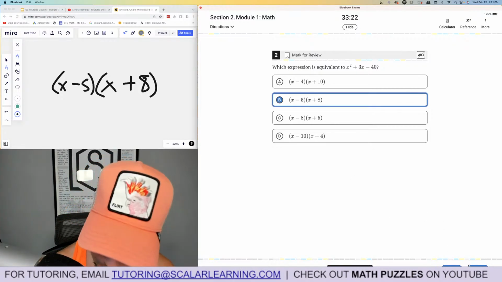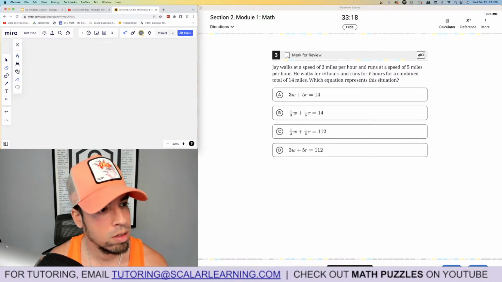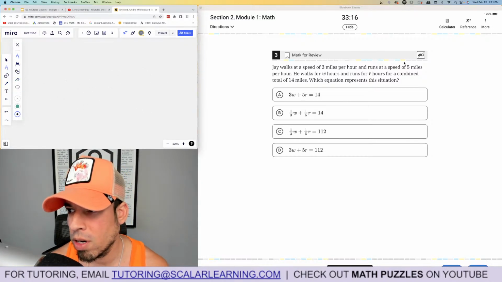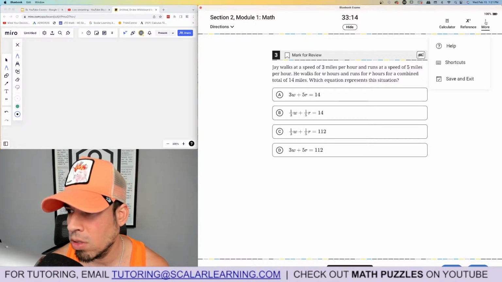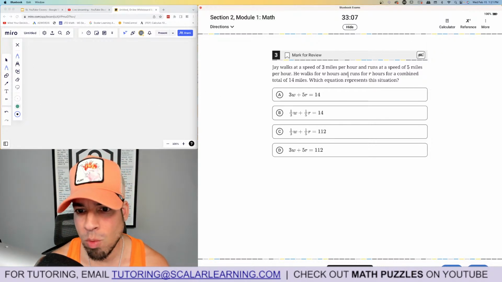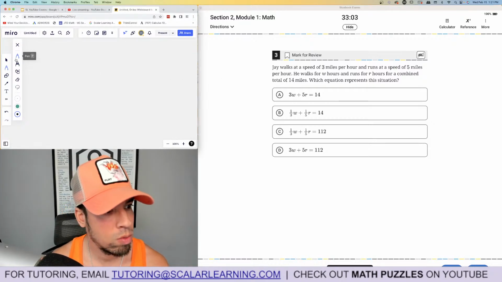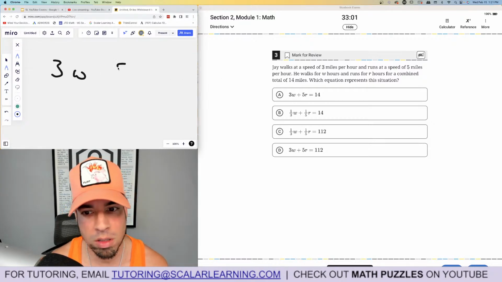B, boom, done. Next, J walks at a speed of 3 miles per hour, and I can't believe that annotate went away. That's so weird, huh? I thought it said it before. Okay. So Jay walks at 3 miles per hour and runs at a speed of 5 miles per hour. Walks 3, runs 5.